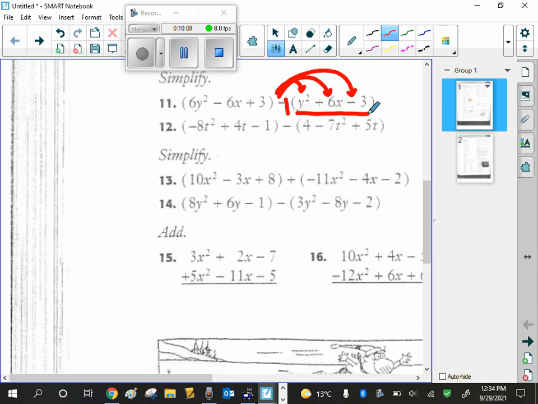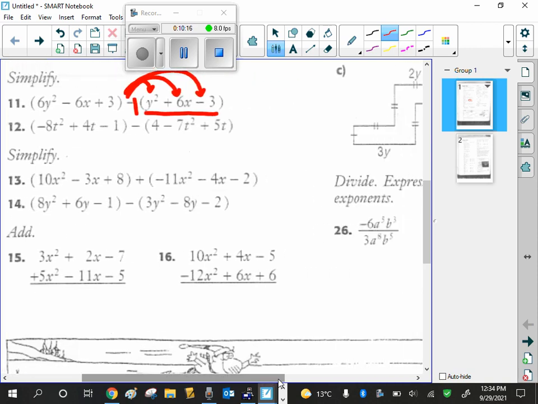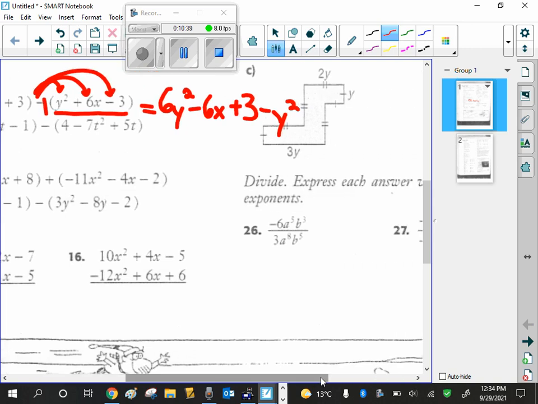So let's rewrite 11. Do I have room? I think so. So we're going to leave, you don't change the signs on this trinomial. You leave the first three terms exactly the same. 6x squared, y squared. You got y squared and x's plus 3, and then you go subtract y squared. Opposite sign of 6x is -6x, and opposite sign of subtract 3 is plus 3.